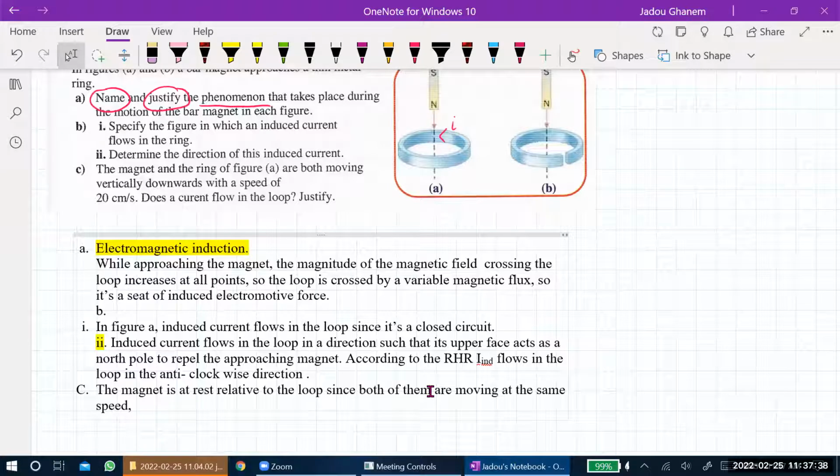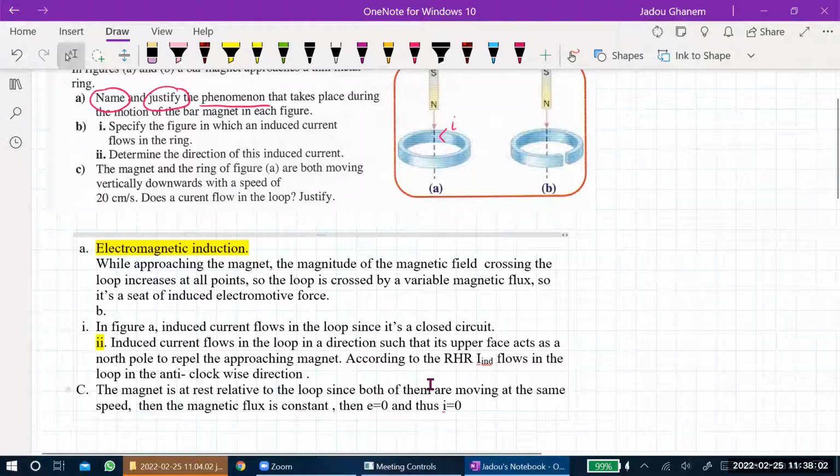Since both of them are moving at the same speed, now we can just say that the magnetic flux is constant. It's not zero, but it's constant. Then E, the electromotive force, equals 0, and thus I induced will be equal to 0. So this is the complete answer if you want.